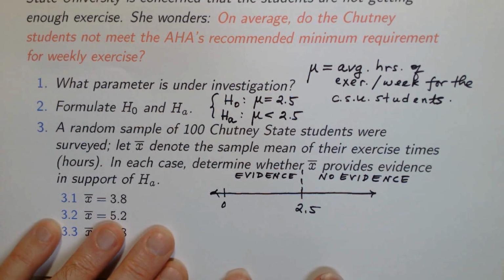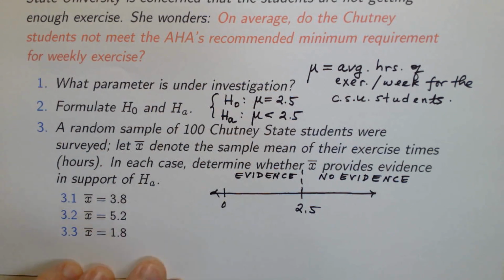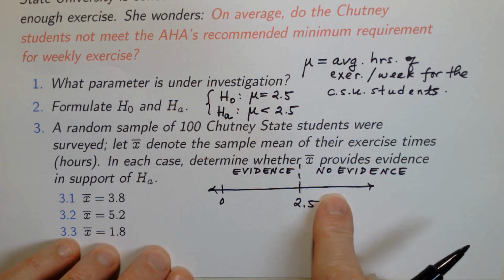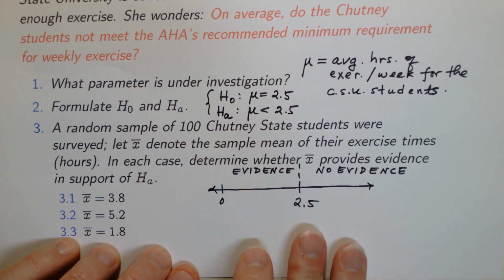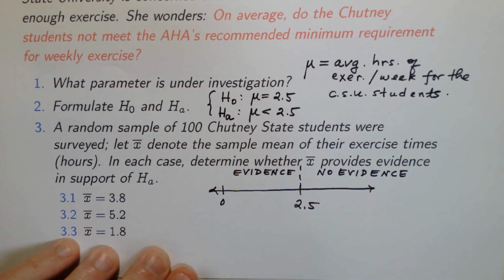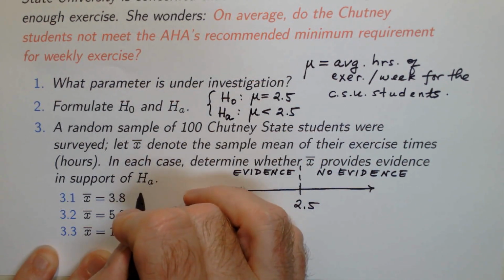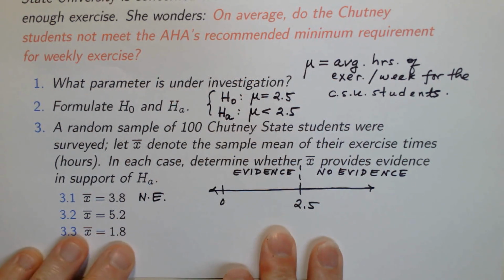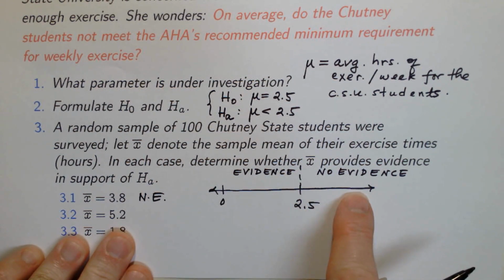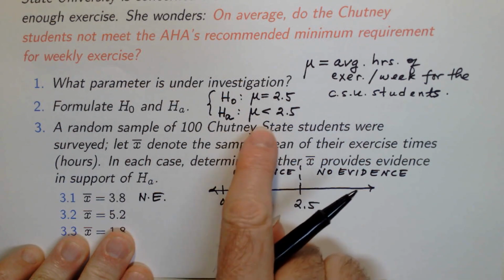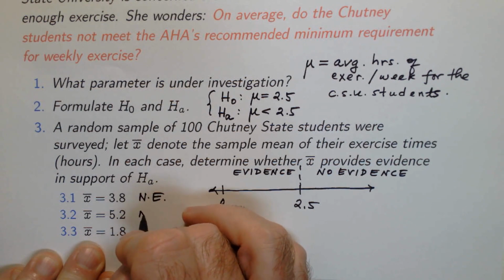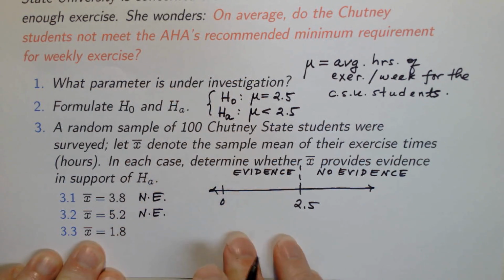Okay, let's take a look at each of these cases. So suppose that they sampled 100 students and they found that, in fact, they averaged 3.8 hours per week. Well, we would find that on this side of 2.5, and so we would say that 3.8 does not provide evidence. I'll just indicate that by NE for no evidence. What about 5.2? Same thing. 5.2 is to the right of 2.5. That would not be supporting the claim, and so we would say that 5.2 also provides no evidence.